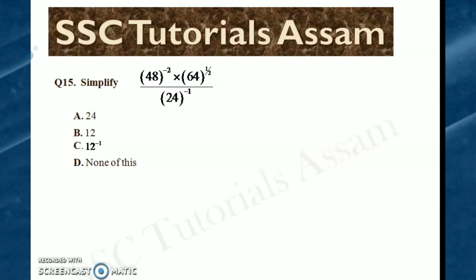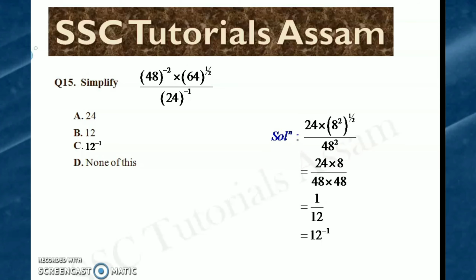Simplify the following: 48 to the power minus 2 into 64 to the power 1 by 2 divided by 24 to the power minus 1. If we take the minus 1 power upstairs, 24 to the power minus 1 goes to the numerator and becomes 24. Similarly, 48 goes down, so 48 to the power minus 2 becomes 48 square.